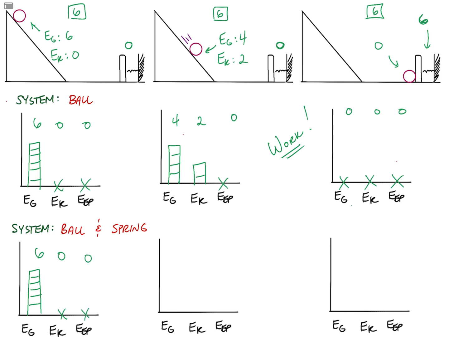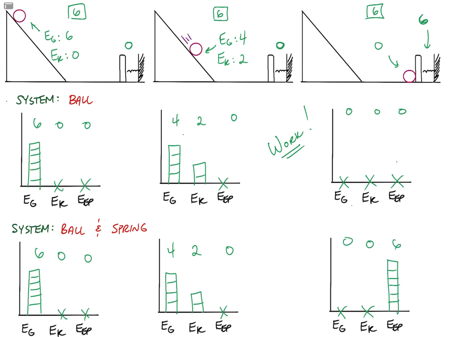I then slide to the second one. It looks like from the numbers up top it has 4 blocks of gravitational potential energy, 2 blocks of kinetic energy, and the spring has 0, so therefore no elastic potential energy. In the third diagram, we'll take a look up top. Again, the ball is on the ground, has no EG, it's not moving, no EK, but the spring has 6 blocks of elastic potential energy.